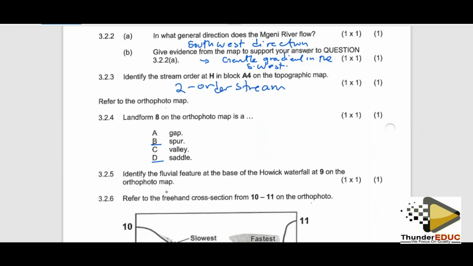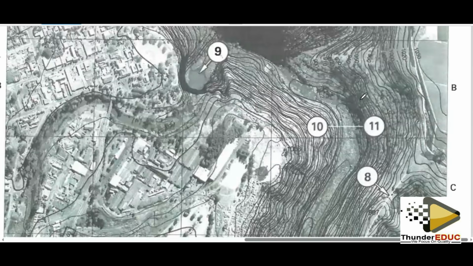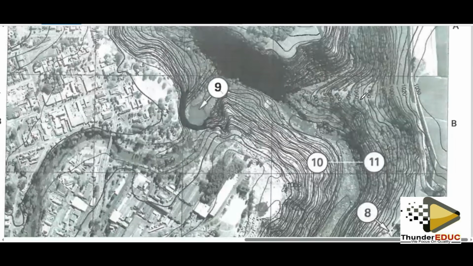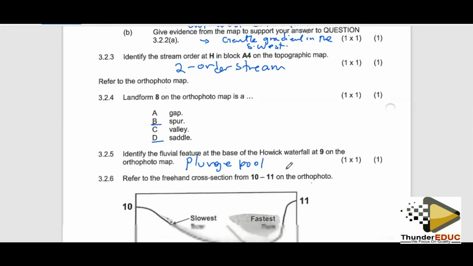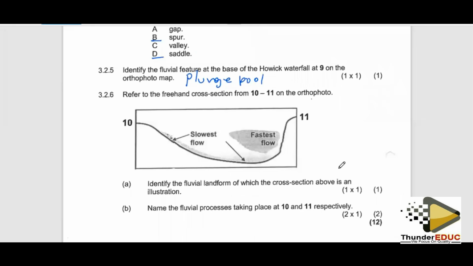Identify the fluvial feature at the base of the Howick waterfalls on the orthophoto map. Orthophoto map is at 9. Yeah, that looks like a pool, because the question talks about the feature at the base of the Howick waterfalls. So we know that would be a plunge pool that develops when the falls erode downwards. 3.2.6. Identify the fluvial form of which the cross section above is an illustration. So this would be a meander.